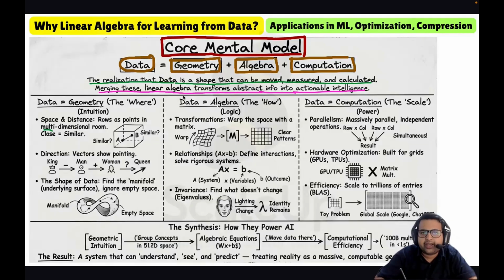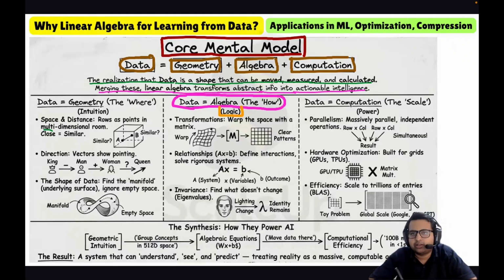Now let us see data is equal to algebra, the "how". So it is all about the logic. Once we have represented the data, let us suppose we have to perform some operations. How can we do that? What logic should we apply? That is what data is equal to algebra. So here we are talking about transformations. How we can transform data.